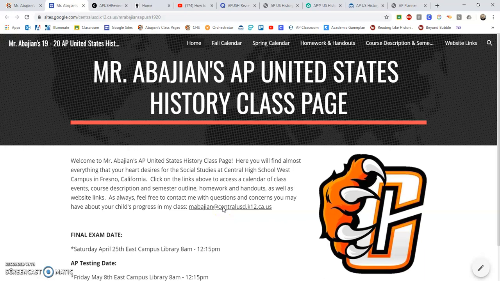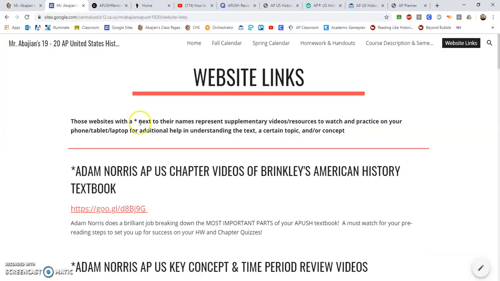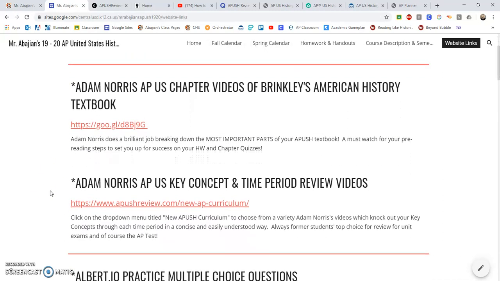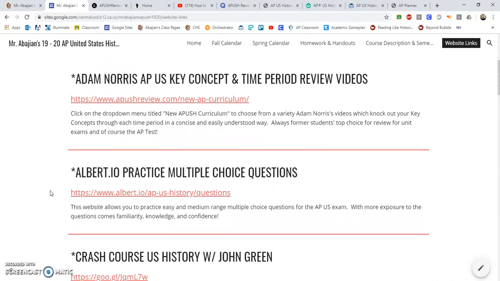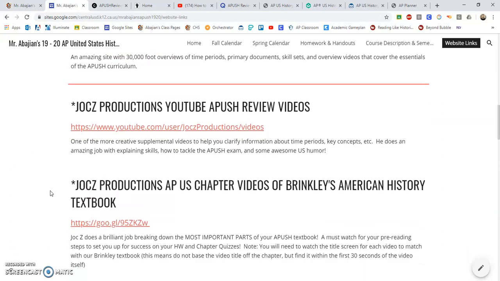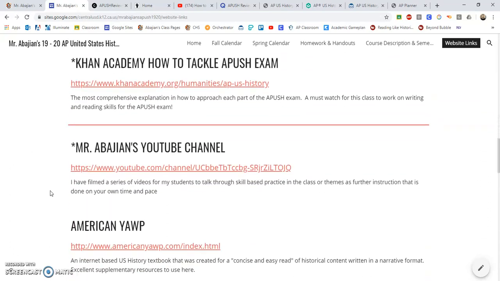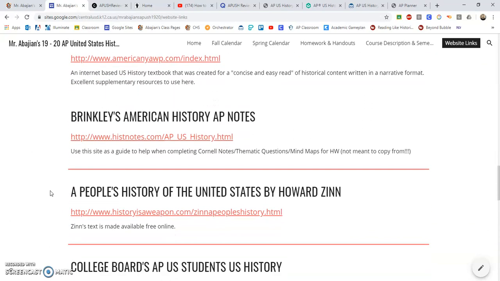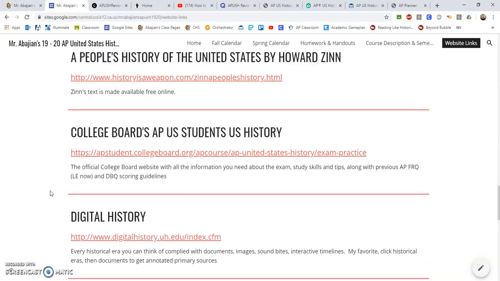From the website here, here's where I want you to go. Number 1, I want you to go to the website links. And what I've done is I've placed a star next to the ones that represent the most important links that I have found for APUSH websites, resources, and any other types of practices that are out there. So all of those that have stars, I would definitely take a look. Anything else are really just interesting sites to go to and check out.